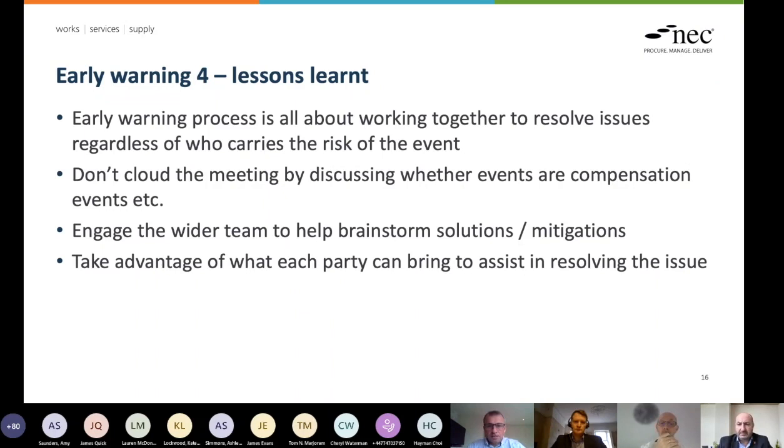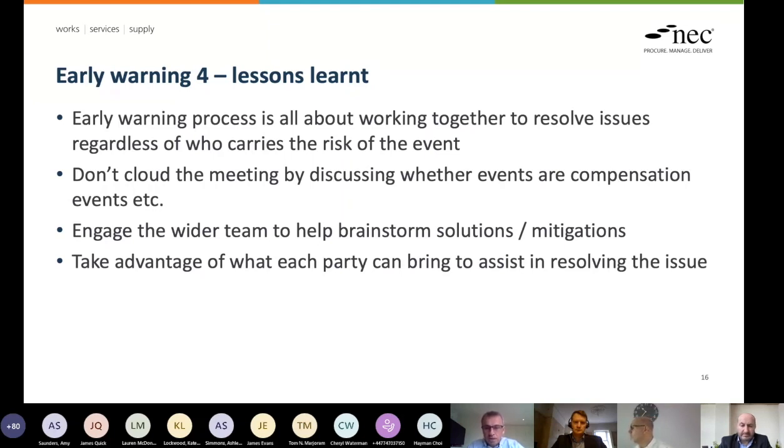Yeah, so what we captured in that scenario was the early warning process is all about the teams working together with their collective strength and ability to resolve issues, regardless of who carries the risk for that event financially under the contract. Try to avoid getting into any discussion about whether it's a compensation event. It's not the purpose of this meeting. This meeting is about reducing risk and solving problems timelessly.